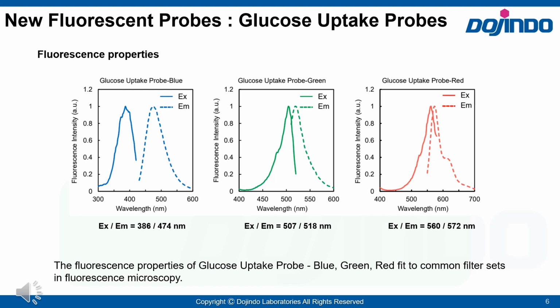Here we see the fluorescence properties of the three probes. The spectra of the three probes each fit common filter sets in fluorescence microscopy. The probes can be used for multiple staining with other biomarkers, and the different colors allow for different combinations.